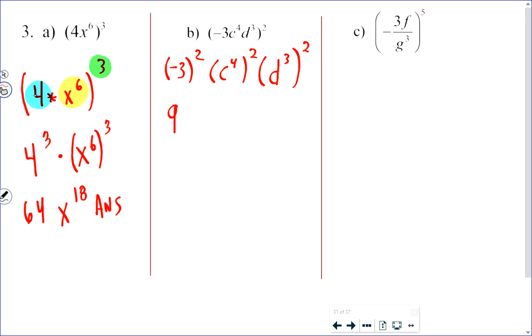C to the 4 raised to an exponent of 2 is c to the 8, because when we have a power of a power, we multiply the exponents. And d cubed squared is d to the 6, because we are multiplying the exponents. 3 times 2.